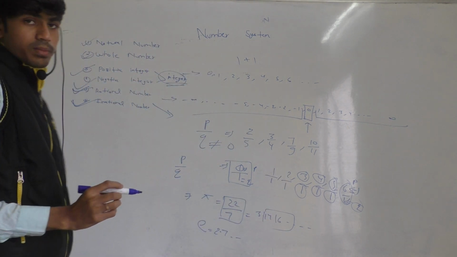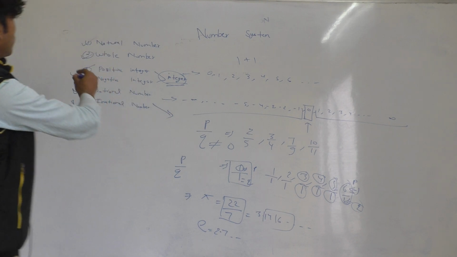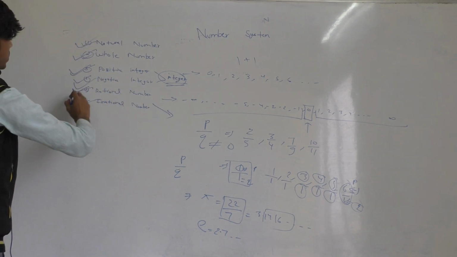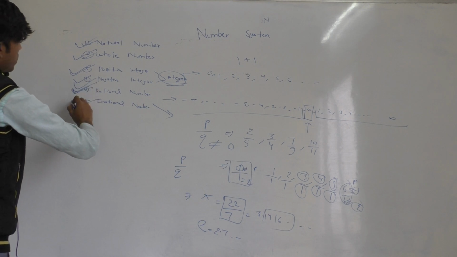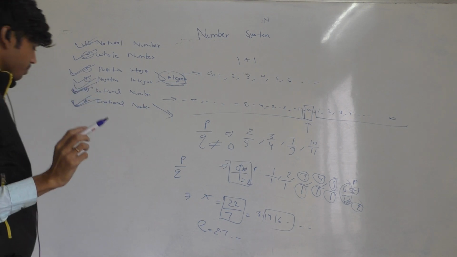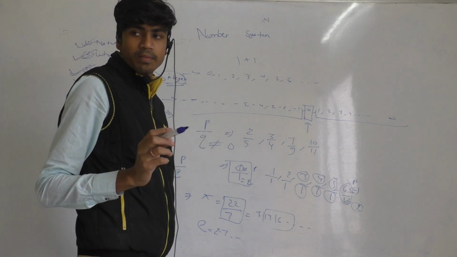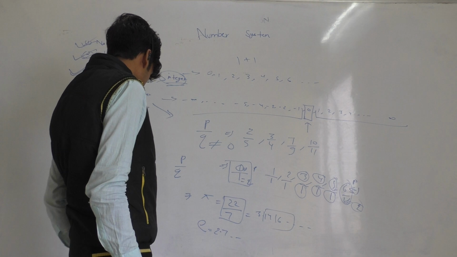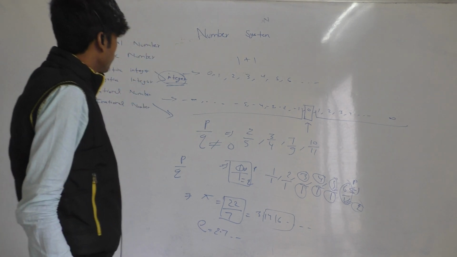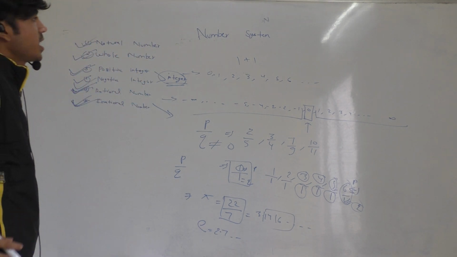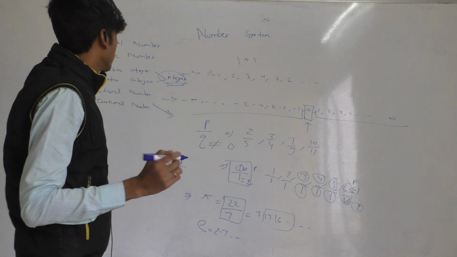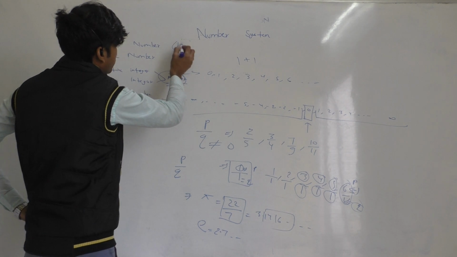So I hope it is clear what a natural number is, what a whole number is, what a positive number is, what a negative number is, what a rational number is, and what an irrational number is. So let's do some exercise. We have completed the theory part of the number system. Let's do some exercise. So let's identify.